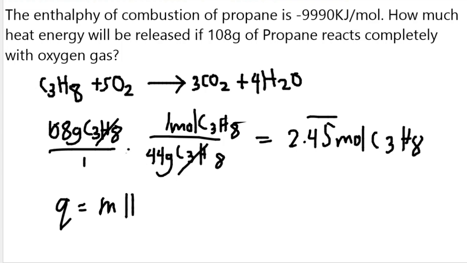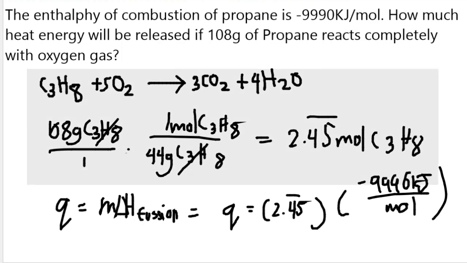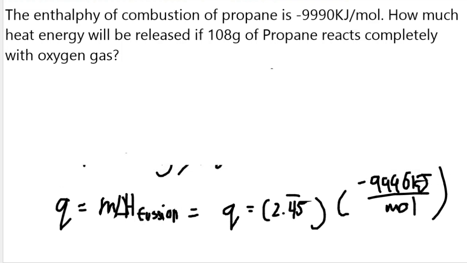Actually, we're not going to use Q equals MCAT. We're going to use this equation. Why did I say MCAT though? I'm in love with MCAT. So this is going to be 2.45 repeating, and we have negative 9,990 kilojoules per mole. Okay, it was hard to read that because there's a lot of 9s.